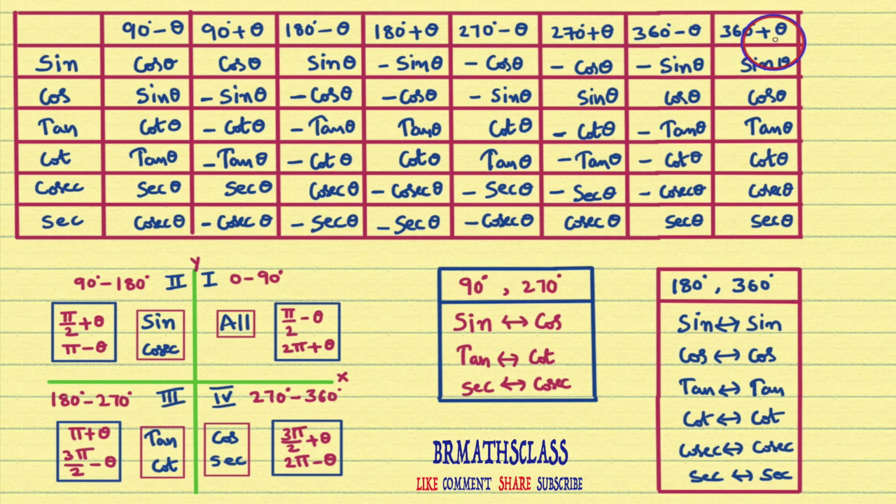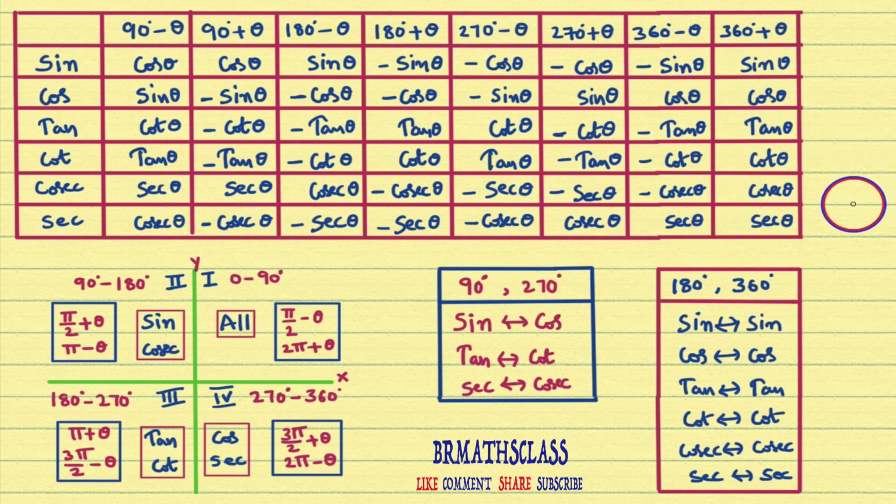Okay. Now 360 plus theta. 360 means 2 pi. 2 pi plus theta lies in which quadrant? 2 pi plus theta lies in the first quadrant. In the first quadrant, we know that all trigonometric functions are positive. So the respective answers of all these trigonometric functions will be positive. All the things will be positive here.